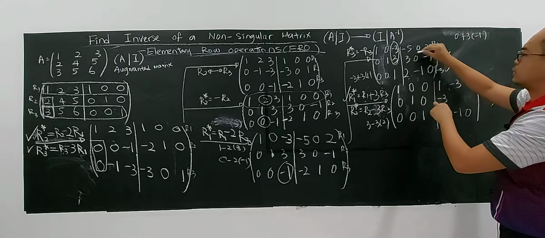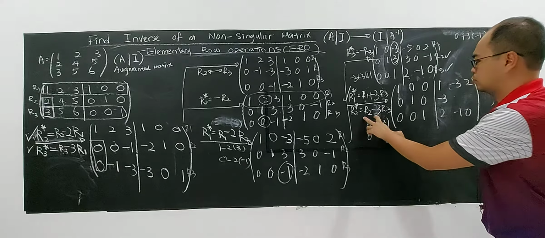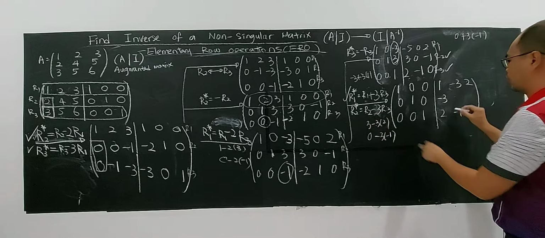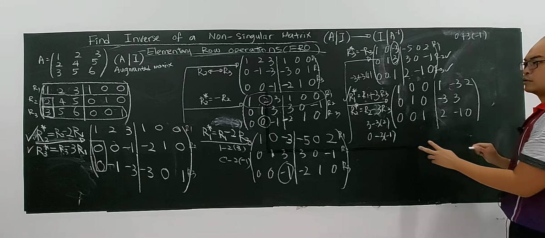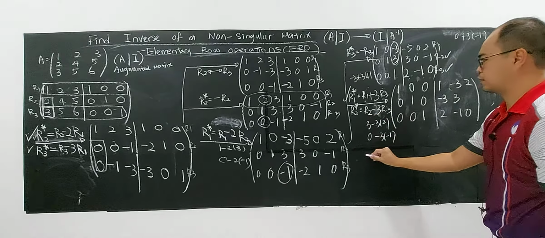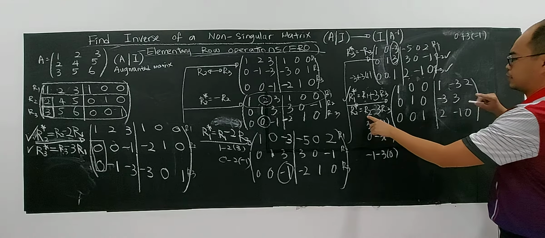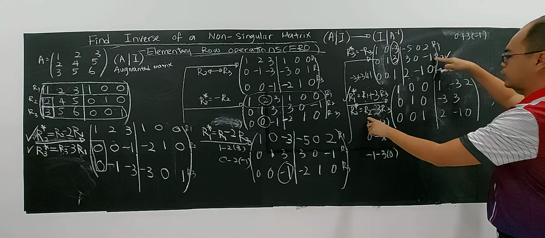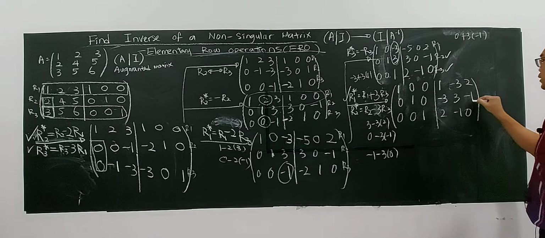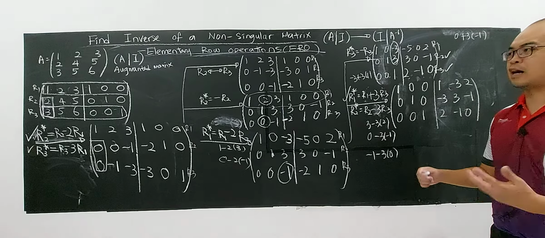Followed by 0 and -1 for this. 0 minus 3 times -1, right? So you have 3 here. Then -1 and 0: row 2 is -1, minus 3 times 0, so you have -1 here. Whew, this is how tired I am.